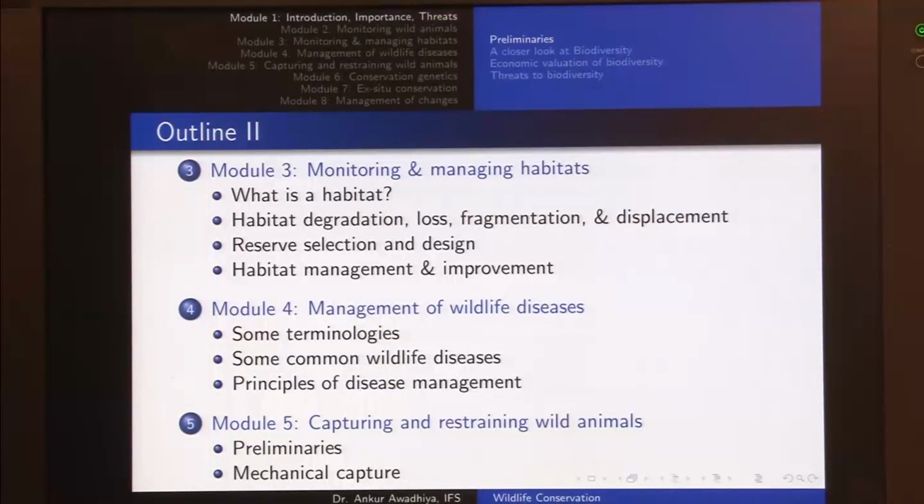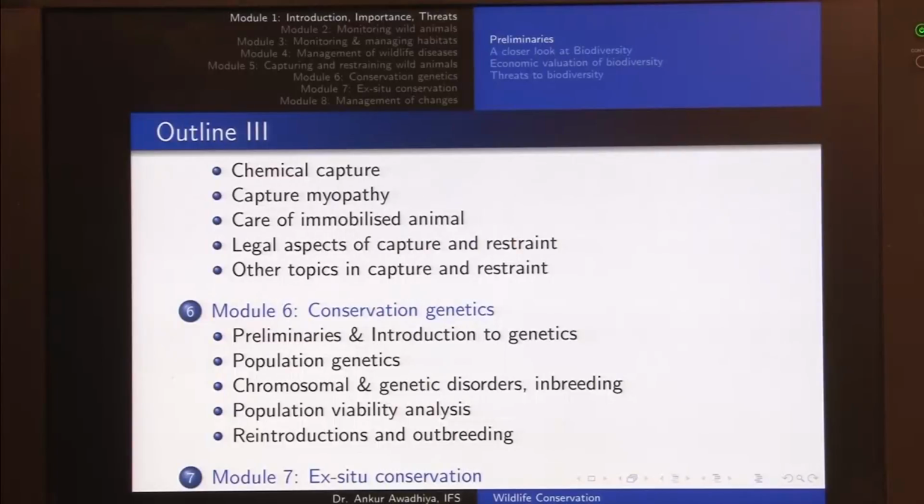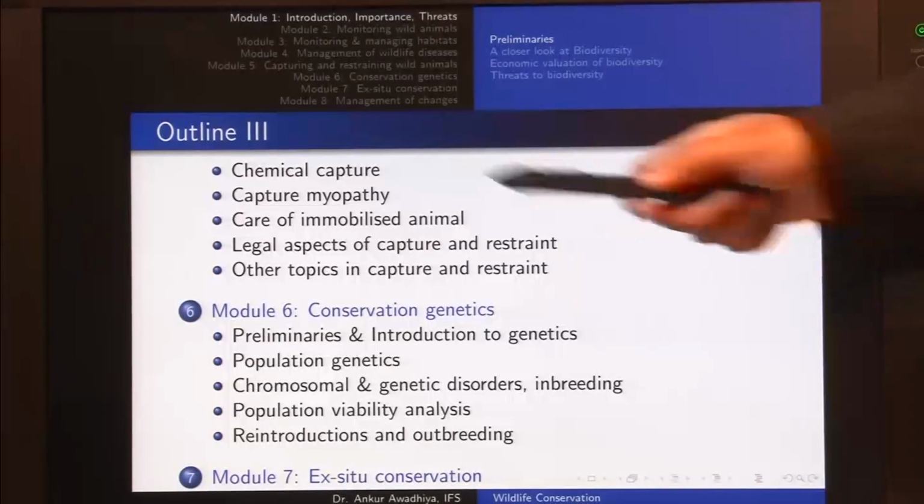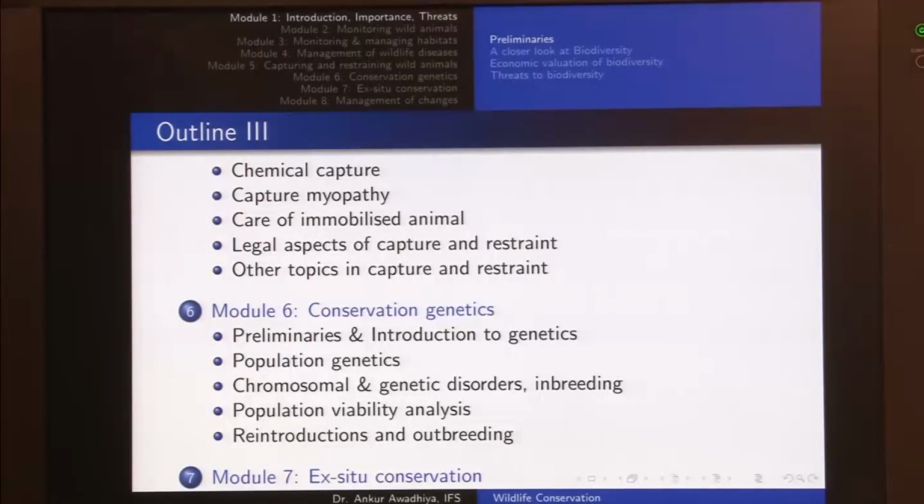Now, in the fifth module, we will be having capturing and restraining of wild animals. So, what is capturing, what is restraining, what are different kinds of capturing. When we talk about mechanical capturing, what all kinds of traps can we use. When we talk about darting an animal with a drug that tranquilizes or immobilizes it, then it is known as chemical capture, and we look at what all sorts of drugs are used, what all sorts of equipment are used.